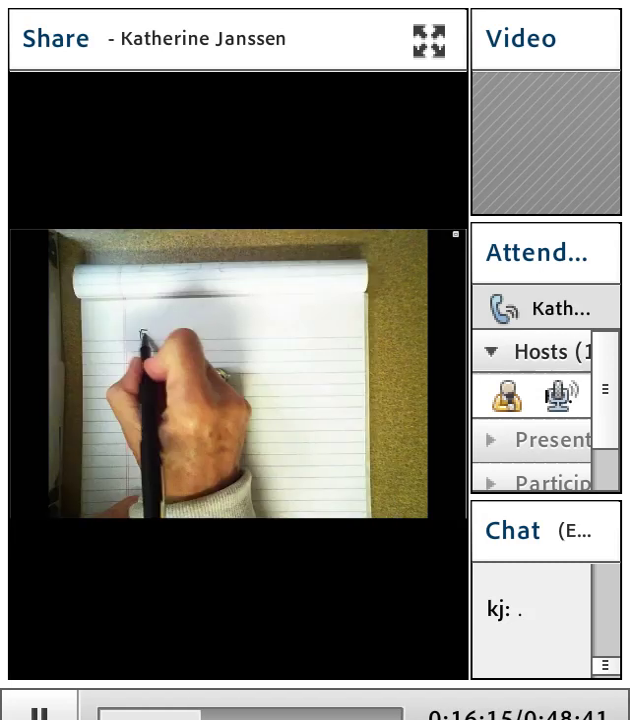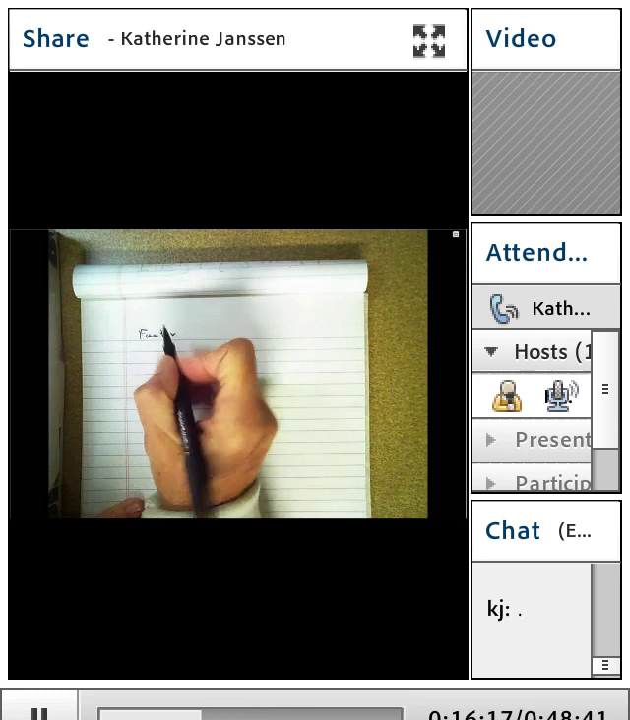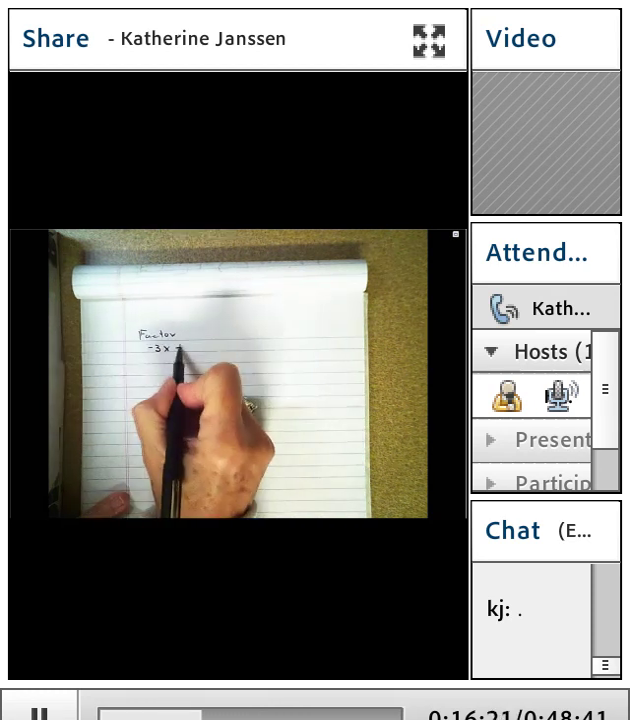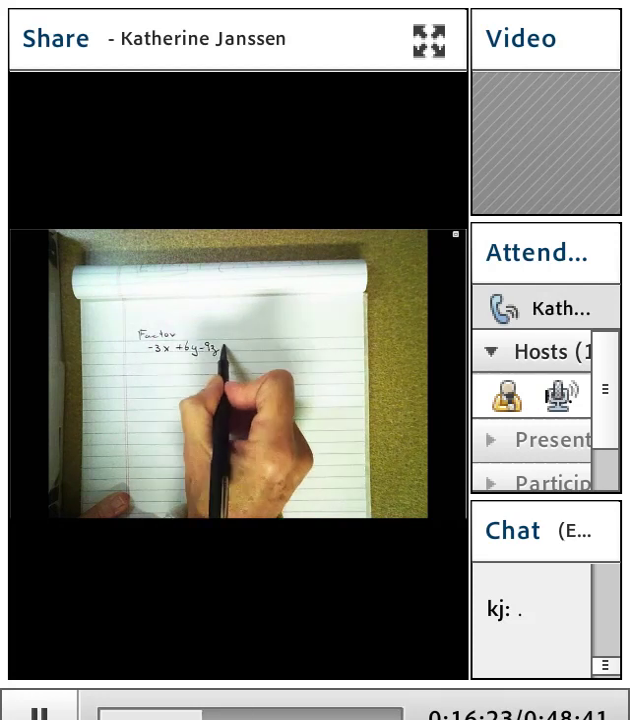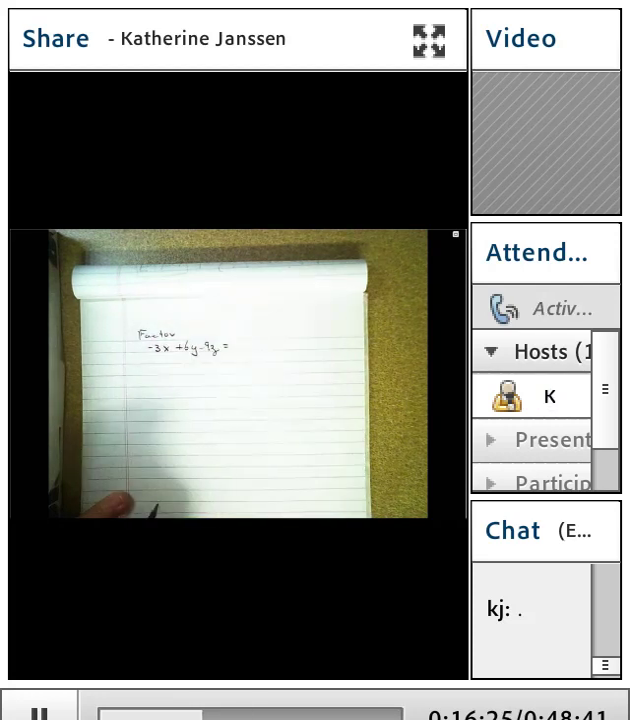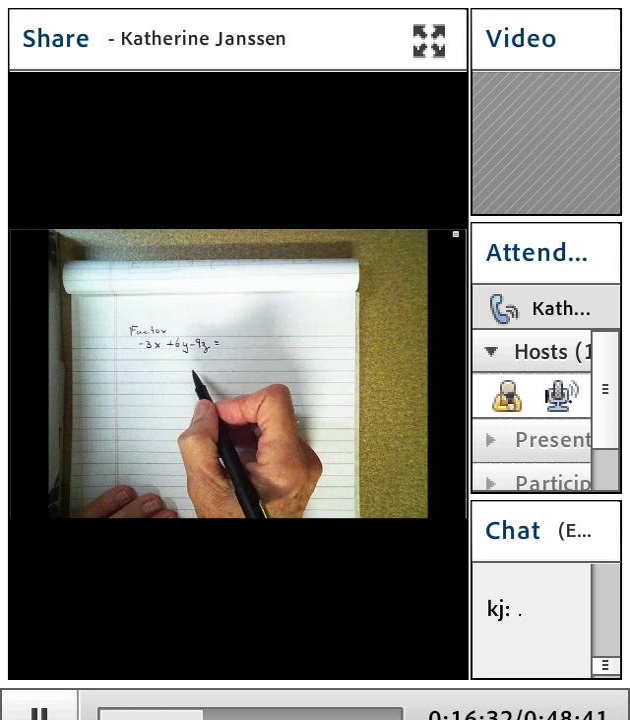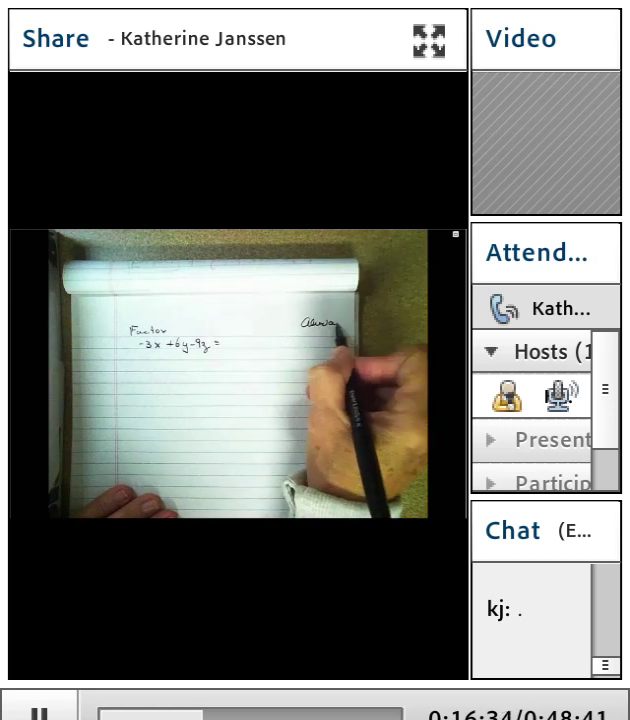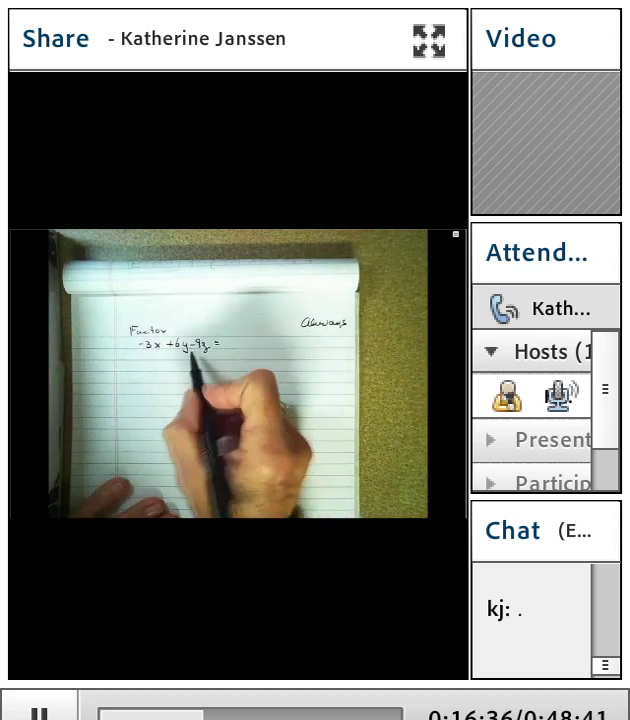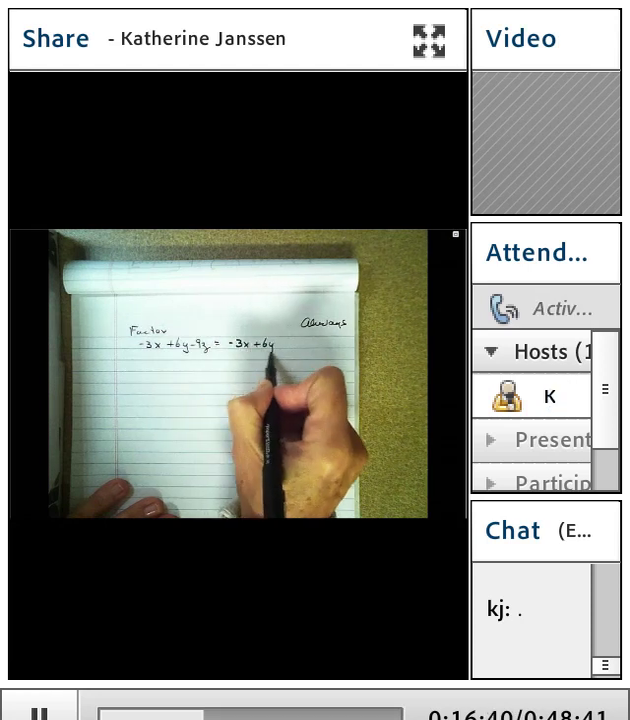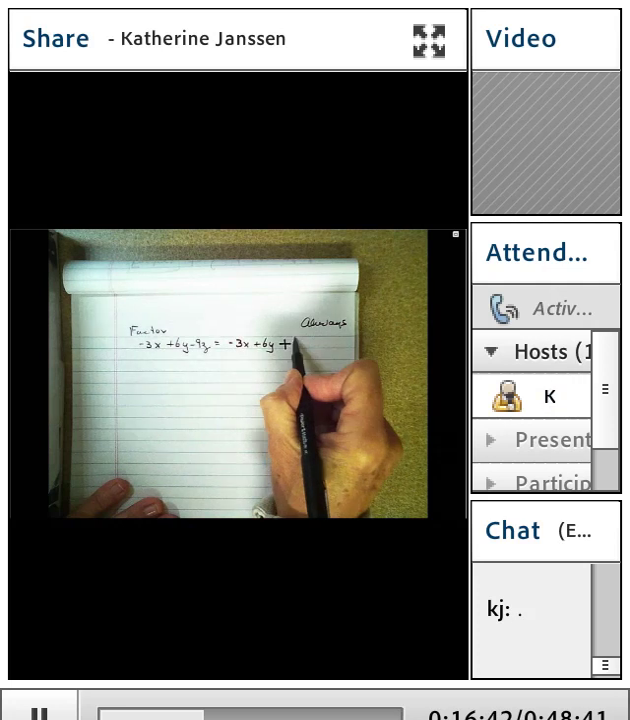We're supposed to factor. And we're given negative 3x plus 6y minus 9z. We're supposed to factor that. Well, let's change subtraction to addition and add the opposite. So I have a negative 3x plus 6y. Here's subtraction. Change subtraction to addition and add the opposite.